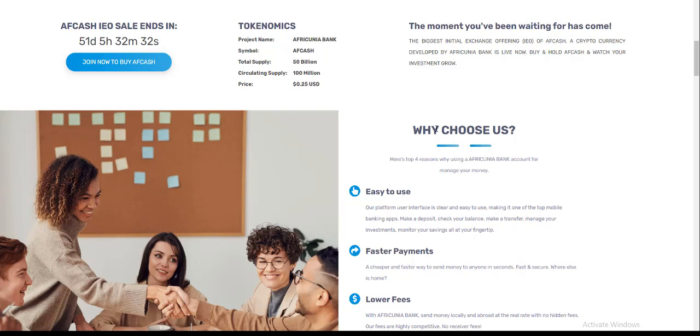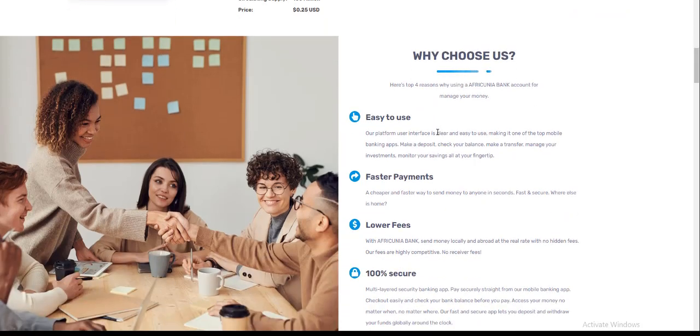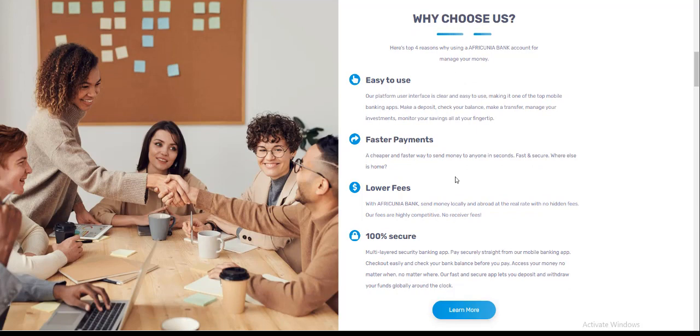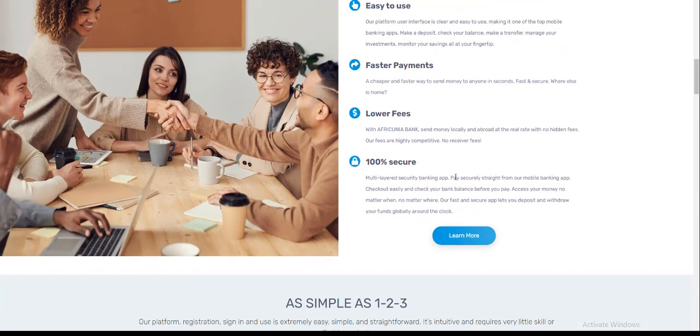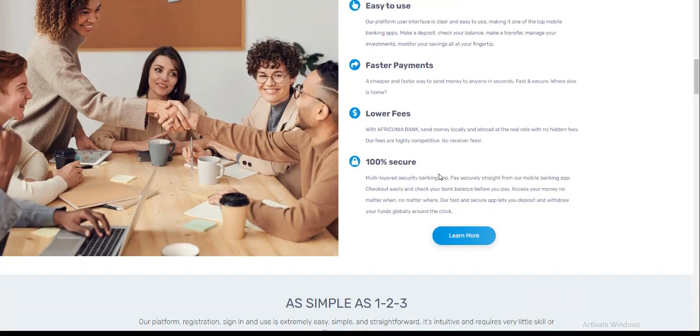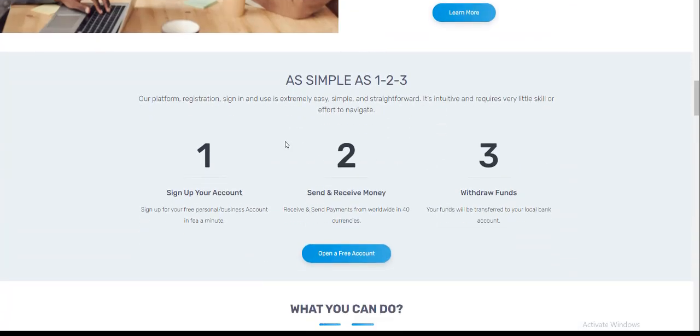We have preferential rates and low fees. More than 100 countries and 30 currencies are supported. The moment you have been waiting for has arrived. AFCASH, because initial exchange IEO, a cryptocurrency developed by Africunia Bank. Now, buy and hold AFCASH and watch your investment grow.